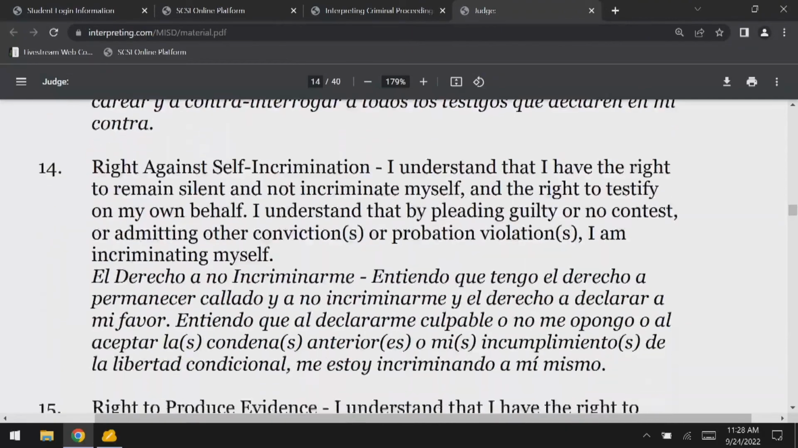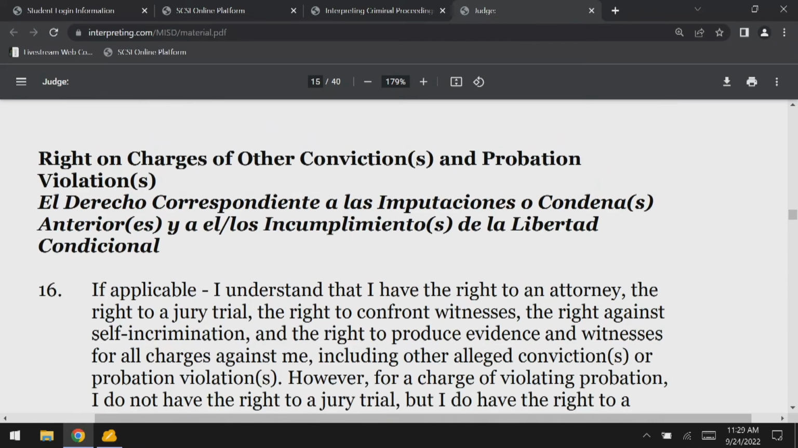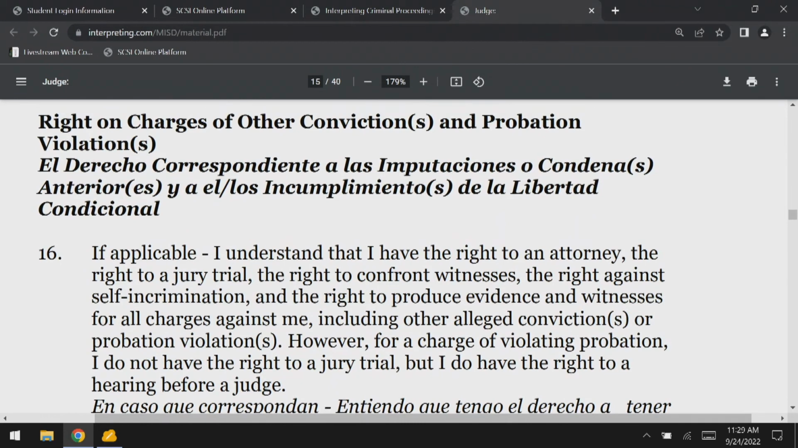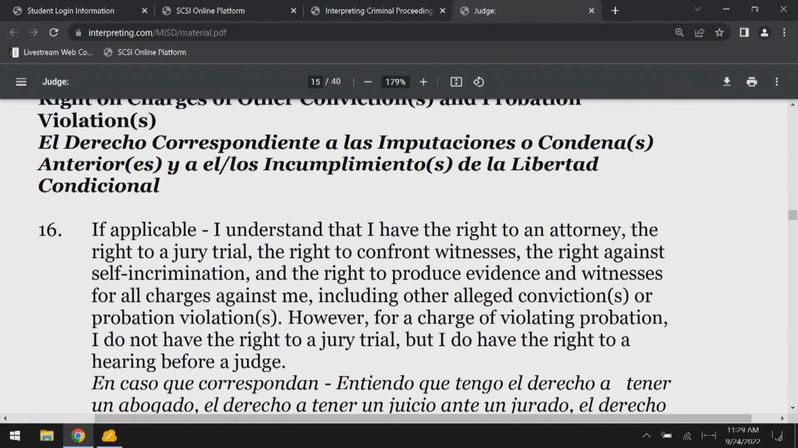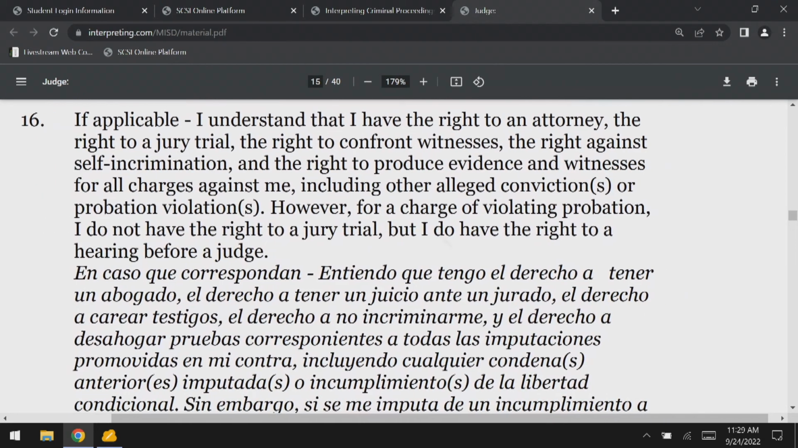So this is kind of simple. So you can see it's almost 2 pages, 1 page. But then suddenly, and that is on page 15, things start changing compared to the previous form. And these are rights that you have in regards to charges of other convictions and probation violations. So if you were convicted for a crime in the past, or you violated your probation in the past, then you have a specific right for that, and they are listed here.